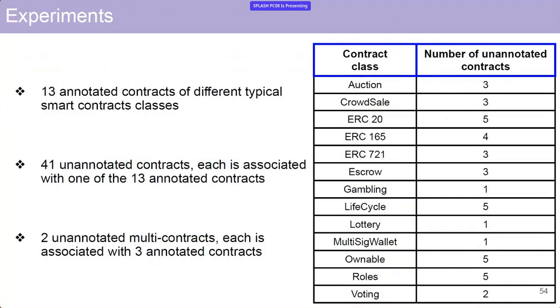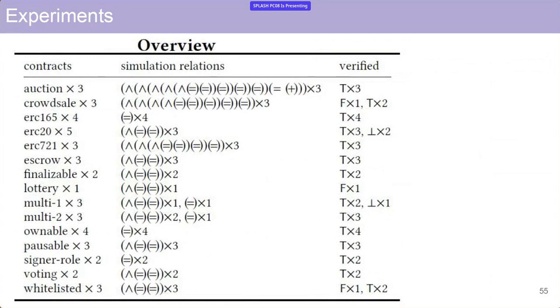So we tested the tool using a set of 3 reference contracts that represent different typical smart contract classes. Then we used 41 annotated contracts, such that each one of those reference contracts is associated with at least 1 annotated contract. And we also use 2 annotated multi-contracts that are associated with 3 different annotated contracts. So this is the experimental result.